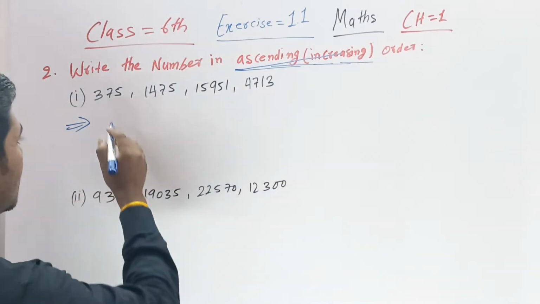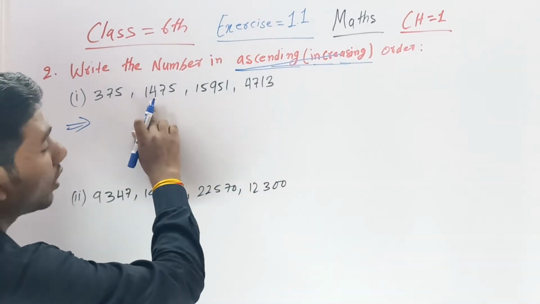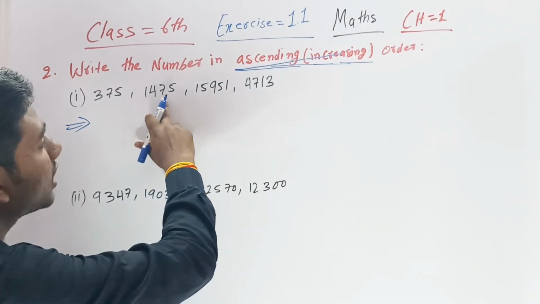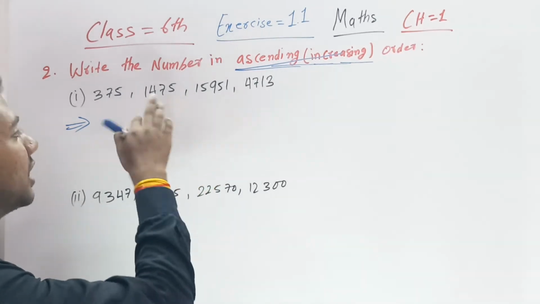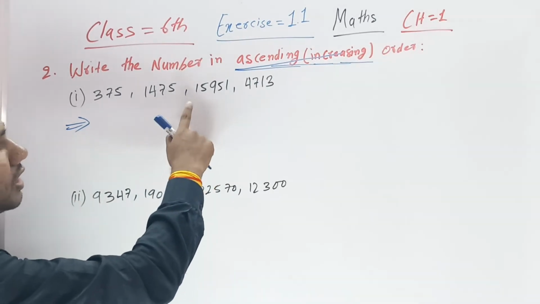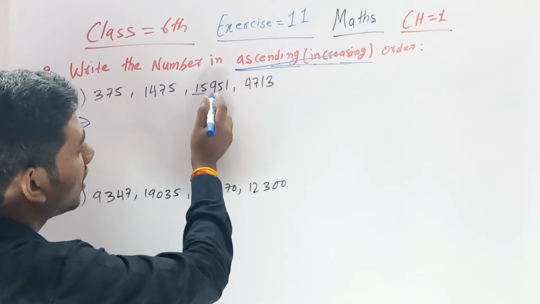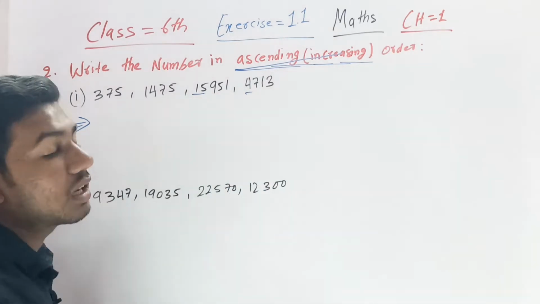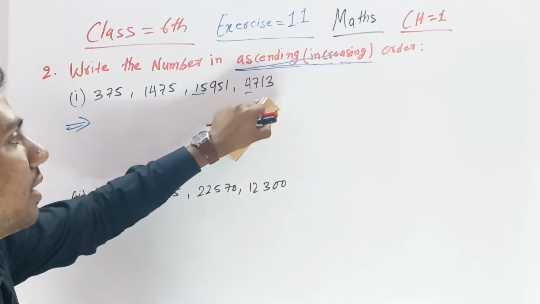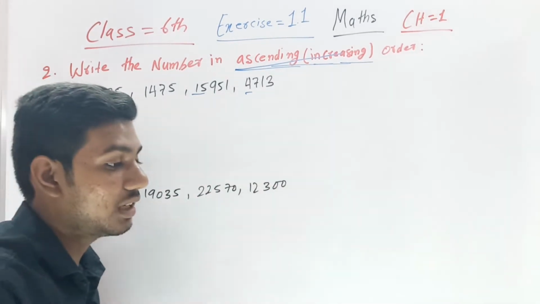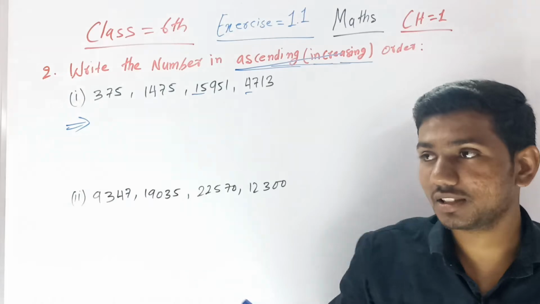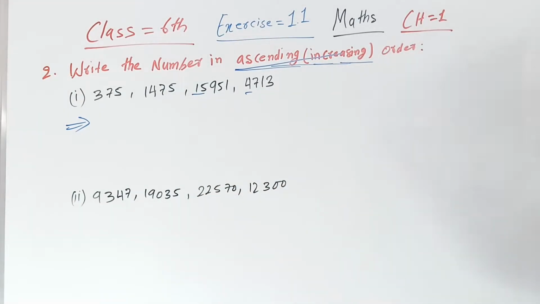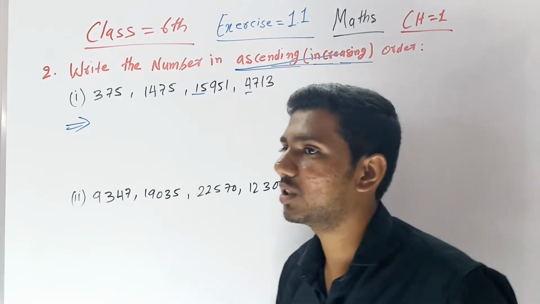This is 300. This is 14,000, 1,475, 1,000, 15,951, and 4,713. Actually, when I count the numbers sometimes my tongue is not moving, so don't mind that.